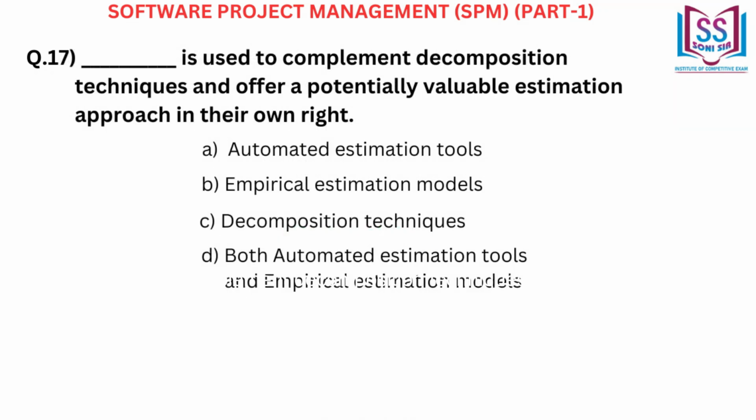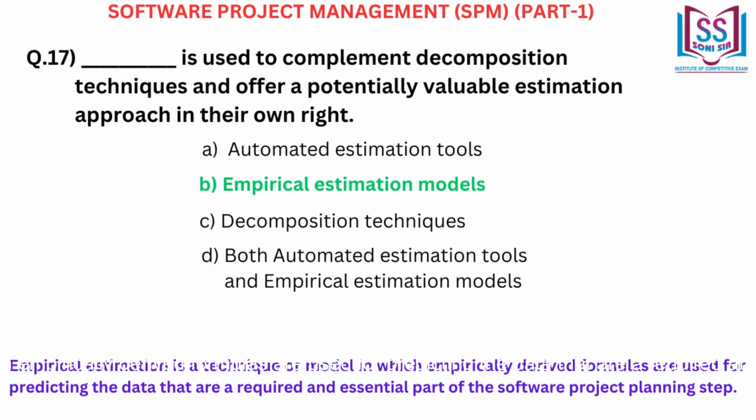Dash is used to complement decomposition techniques and offer a potentially valuable estimation approach in their own right. A. Automated estimation tools. B. Empirical estimation models. C. Decomposition techniques. D. Both automated estimation tools and empirical estimation models. Answer: B. Empirical estimation models. Empirical estimation is a technique or model in which empirically derived formulas are used for predicting the data that are a required and essential part of the software project planning step.